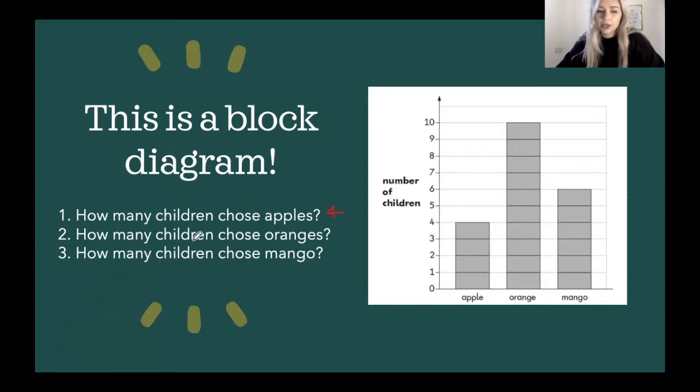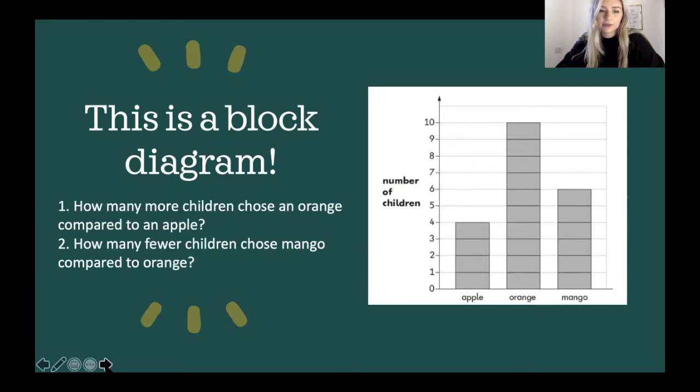The second question, how many children chose oranges? We can look at the orange, go all the way up and see what line it's on, 10. And then the third question, how many children chose mango? Let's go up the mango column, and it is 6. Well done if you managed to get those answers correct.